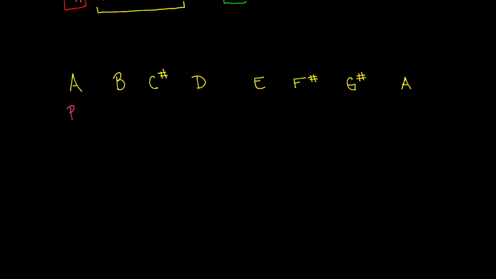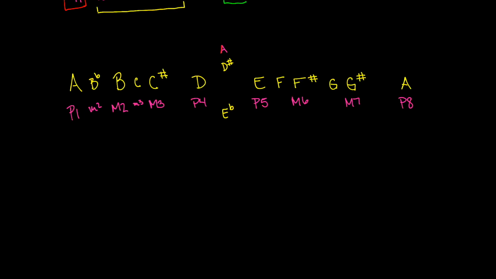We would have perfect unison, major second, major third, perfect fourth, perfect fifth, major sixth, major seventh, and perfect eighth. Let's add in a few other intervals here that we're missing. This would be either D sharp or E flat, F, and G. Now if we put all those together, this would be a minor second, minor third, and this would be our augmented fourth or diminished fifth, minor sixth, minor seventh.